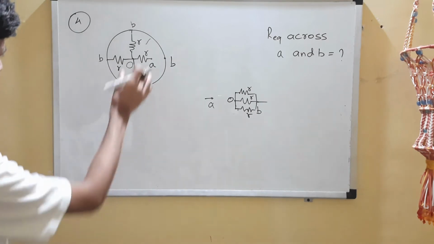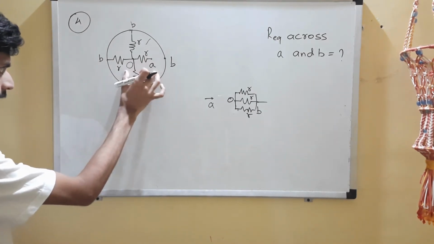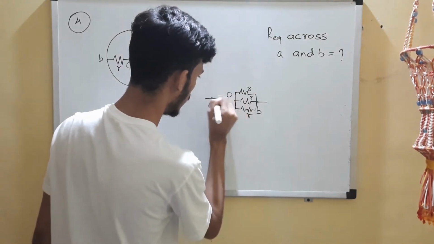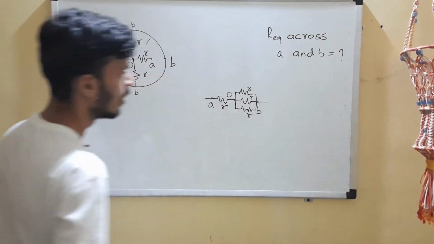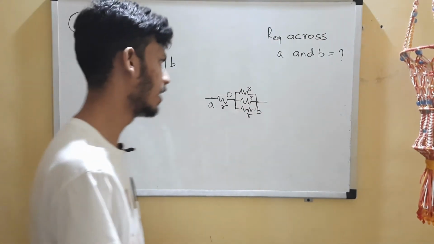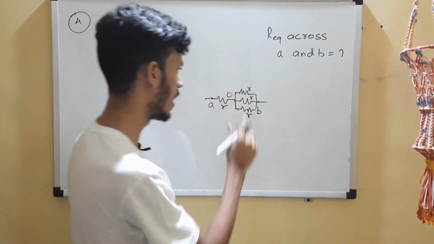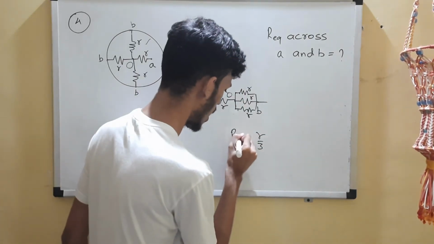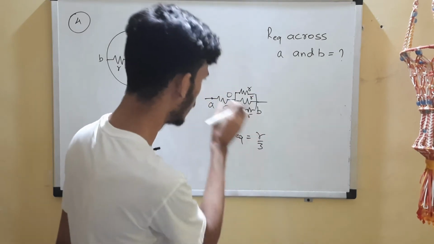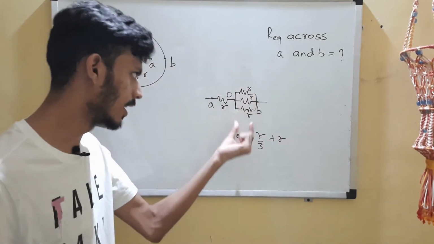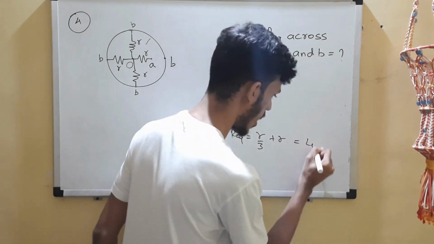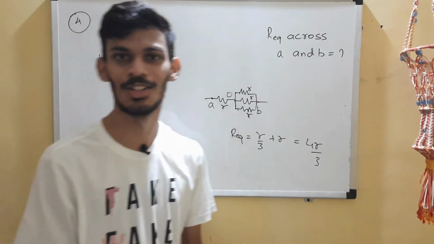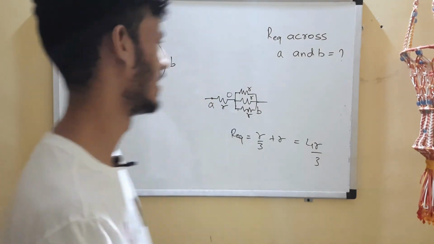And finally, we have one resistor between O and A, right? So you can see that these three are in parallel, which means their equivalent will be R by 3, and that is in series with this one. So finally, R equivalent will be R by 3 plus R, so that will be 4R by 3, right? Yes, so 4R by 3 is the correct choice over here. Let's move to the next question.